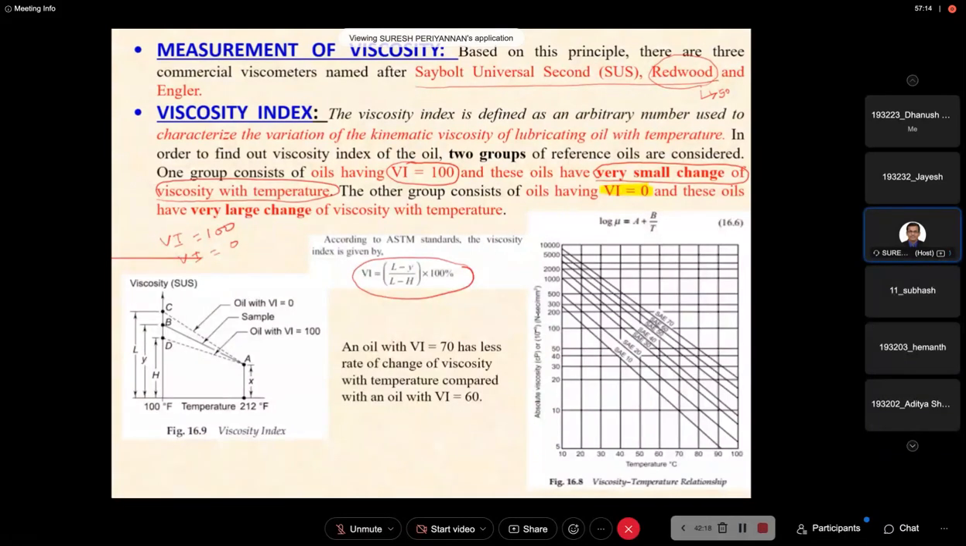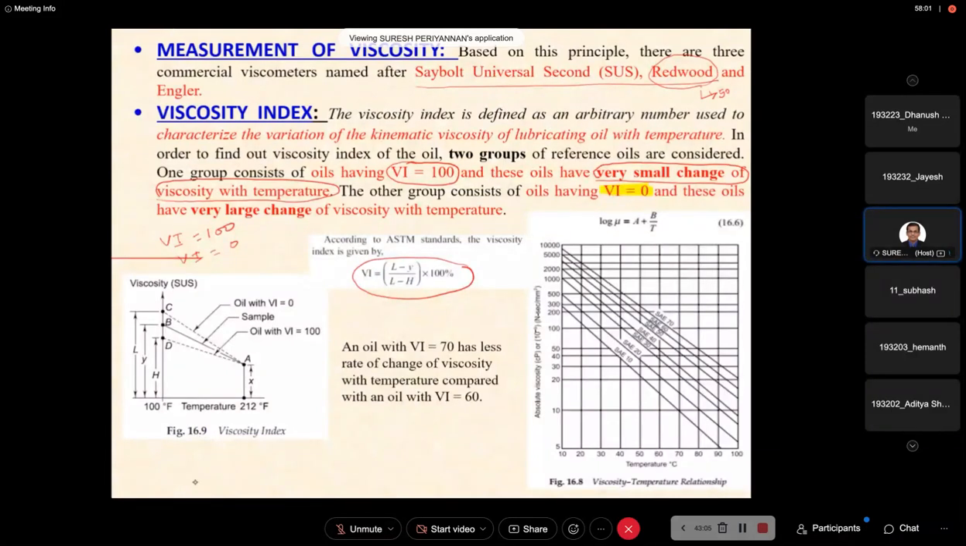Suppose another oil, which I considered as viscosity index 0, that oil's viscosity is, for example, 70, but in room temperature from 27 degrees to 28 degrees, the change is going to be maybe 70 to 64. Within 1 degree, the changes are very high. But for the viscosity index 100 oil, it changes from 100 to 99 at the same temperature difference. That's what we mean by a very small change. We consider one reference oil, and another one is the oil with very large changes at the same temperature. That oil is considered as reference fluid 2 for finding the viscosity index of an unknown oil.